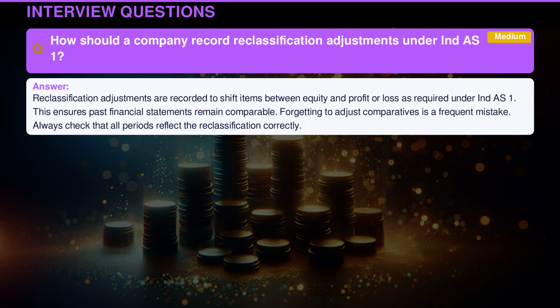Reclassification adjustments are recorded to shift items between equity and profit or loss, as required under Indian Accounting Standard 1. This ensures past financial statements remain comparable. Forgetting to adjust comparatives is a frequent mistake. Always check that all periods reflect the reclassification correctly.